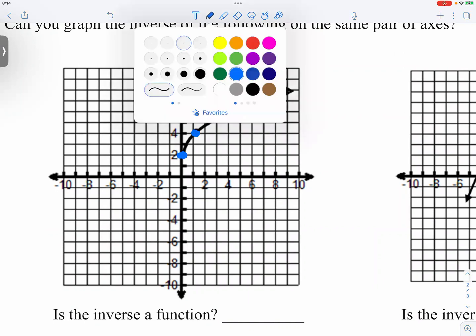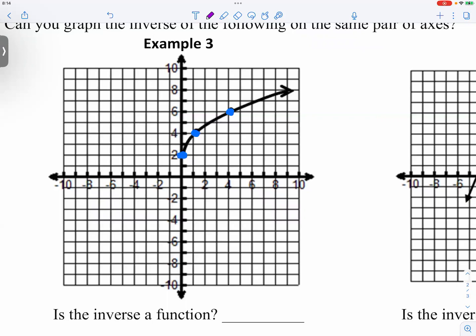switch the x and y values. So we used to have (0, 2) on the original graph, and that would be (2, 0). We had (1, 4), and now it should be (4, 1). We have (4, 6) on the original graph, and now it should be (6, 4).